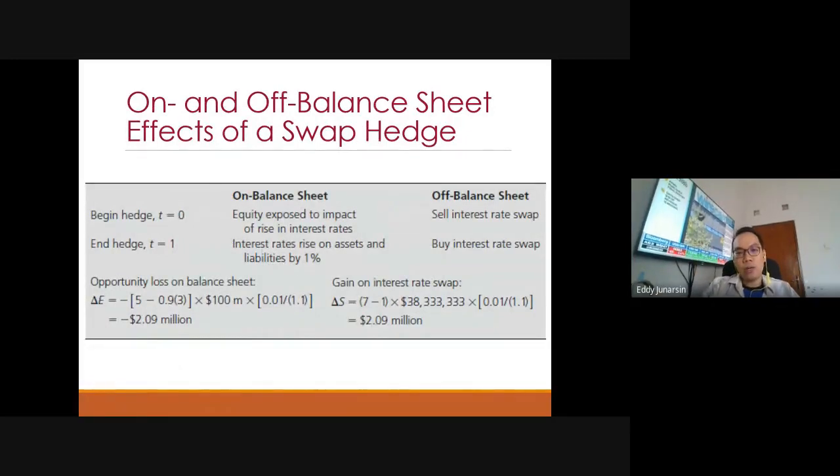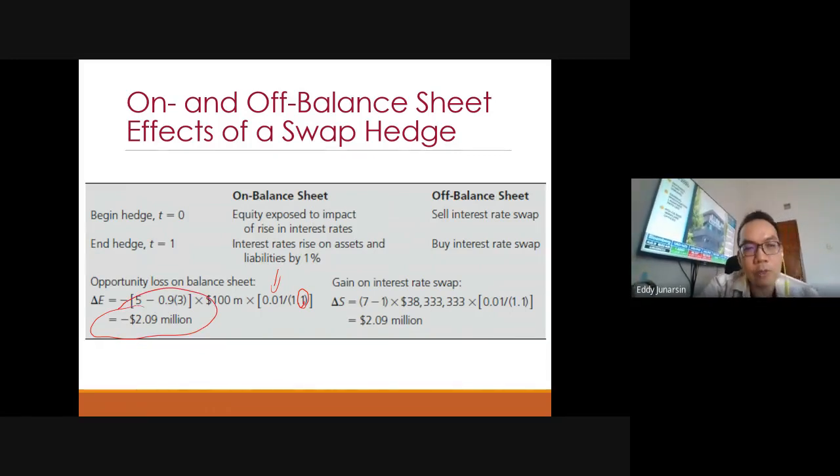And if you try to put it into perspective, if the interest rate increases by 1% from its original 10%, then the equity will suffer by 2.09 million or almost 2.1 million. So even if you do nothing wrong, you have made no mistake, you see that your equity will decline because of the increasing interest rate. And you have hedged, you have conducted the macro hedging using the swap contract, and with the notional value of 38.33 million, you could recover, right?